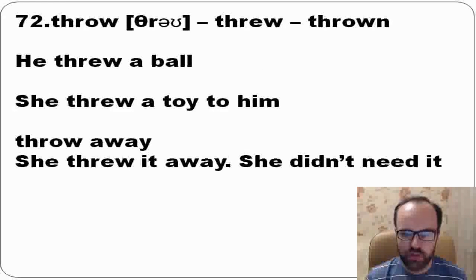Throw, threw, thrown. He threw a ball. She threw a toy to him. Throw away. So when you don't need it, you throw it away. It's like rubbish or garbage. She threw it away. She didn't need it.